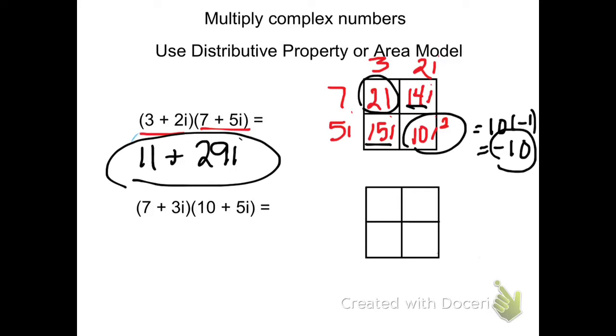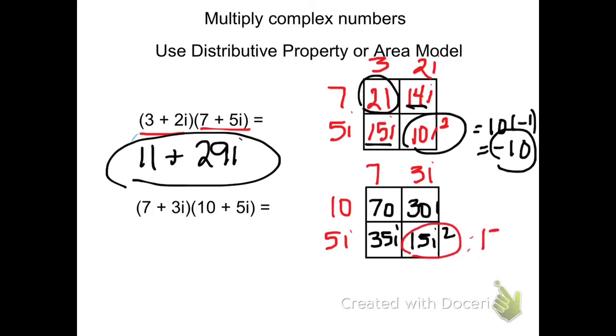Then I want to be able to do the same thing in this last example, so I'm going to put 7 plus 3i on top and 10 plus 5i on the left-hand side. And I'm going to distribute or use the area model. So I multiply 7 times 10 and get 70. I multiply 3i times 10 and get 30i. I multiply 7 times 5i and get 35i. And I multiply 3i times 5i and get 15i squared. And again, don't forget that i squared is equal to negative 1. So that would be the same thing as 15 times negative 1, which would be negative 15.